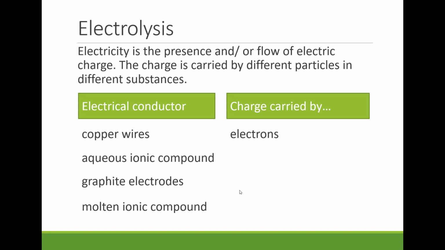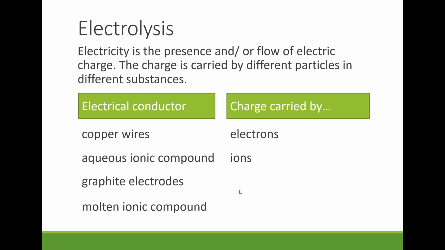In an aqueous ionic compound, of course, we've taken an ionic compound, let's say sodium chloride, and dissolved it in water. So there's water molecules and lots of sodium and chloride ions. And of course, it's the ions themselves that are moving and carrying the charge, the positive sodium ions and the negative chloride ions. That is what is conducting the electric charge.